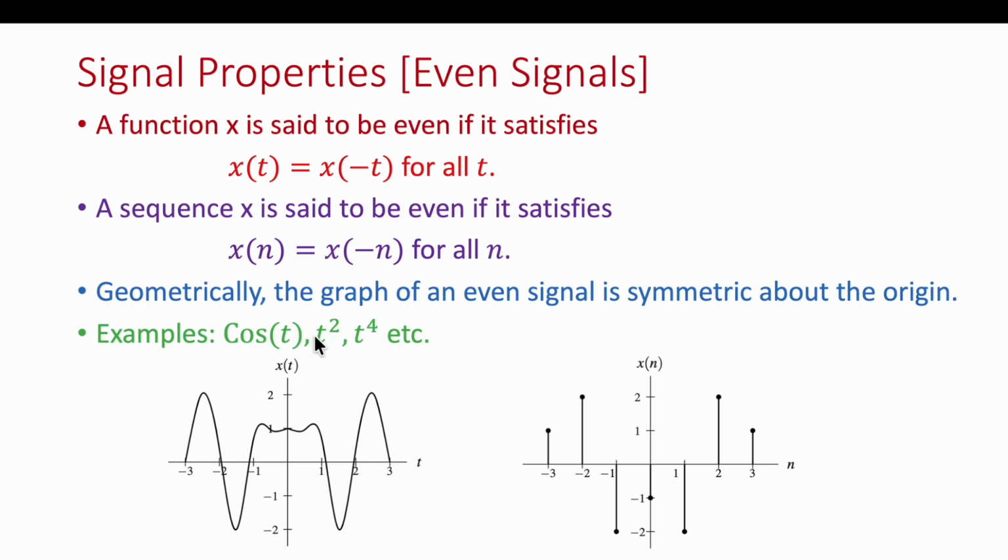So for any value of t, if you take its minus version, that is, the reflected version of the signal, the answer will be the same signal. That type of signal, you can say, is an even signal.